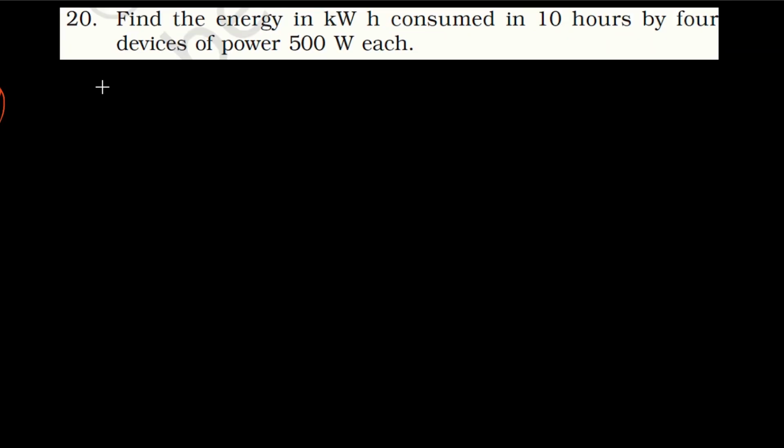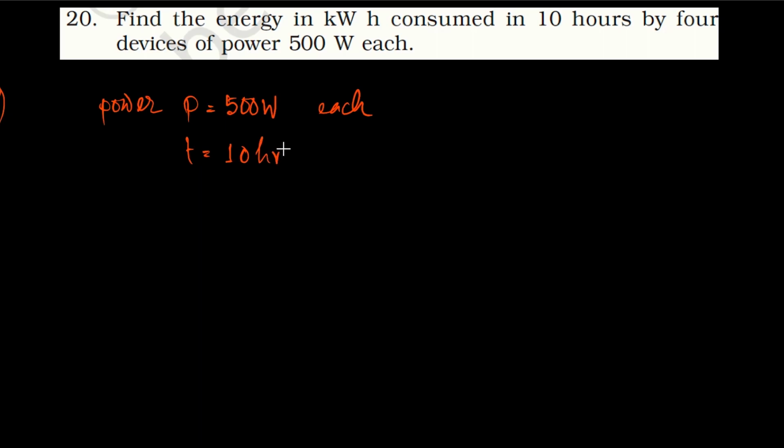This is our next question. We have to solve it, and once we solve it, you are going to understand that. Find the energy in kilowatt hour consumed in 10 hours by 4 devices of power 500 watt each. That means there are 4 devices given, of which the powers are at the rate of 500 watt each. So write down the power.